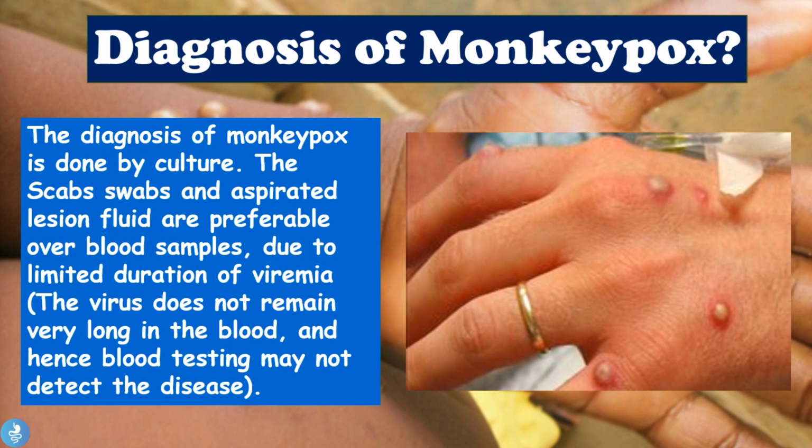So the diagnosis of monkeypox is done by culture, and this means that the scabs are swabbed, and we can also aspirate lesion fluid, and these are preferable over the blood samples. And this is due to the limited duration of viremia. So even though the patient might have the monkeypox virus, the presence of the virus in the blood may not always be detected because there's a limited duration of that viremia period.